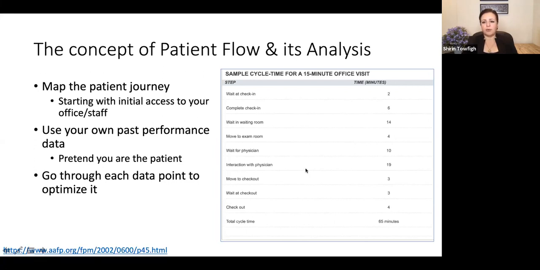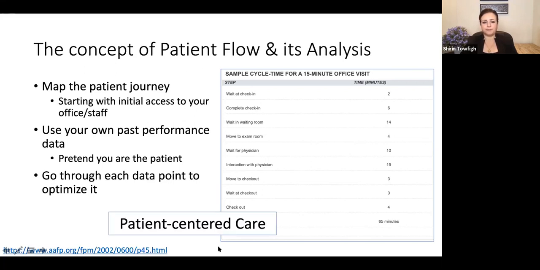As an example, this is a 15-minute office visit that was scheduled. The patient took 65 minutes to get through the process because there are multiple times of waiting: at the check-in, 6 minutes to complete the check-in, 14 minutes to wait in the waiting room. The doctor took 19 minutes for this 15-minute office visit, and so on. And each of these are areas where your patient flow can be optimized.